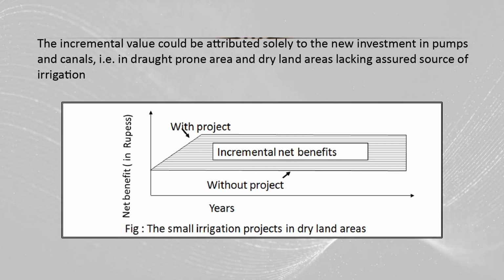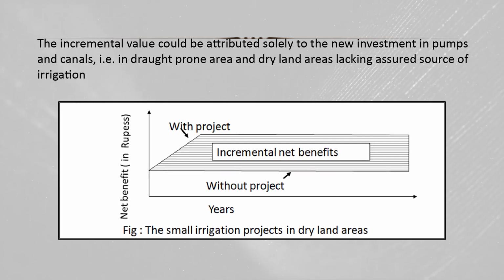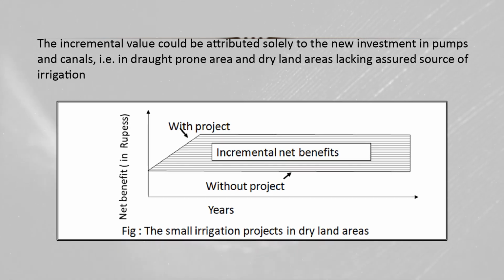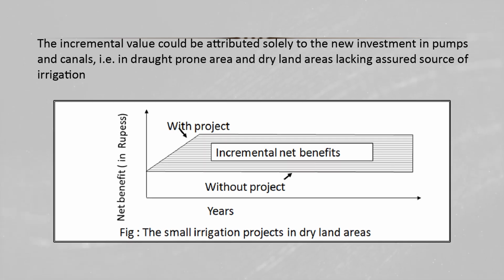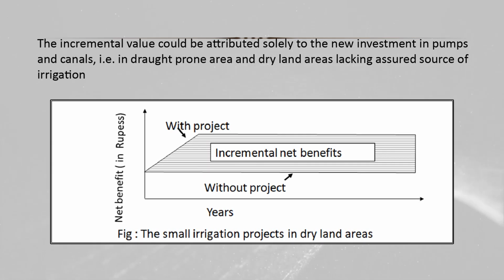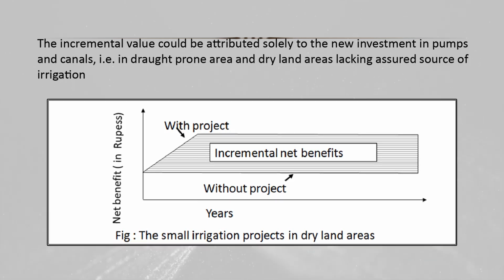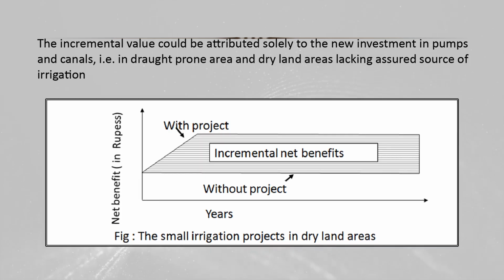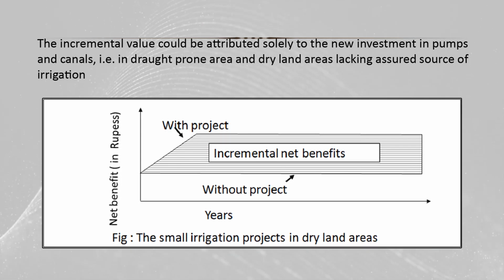So the net incremental value would be attributed solely to the new investment in the pumps or canals, that is, in the drought-prone area or dryland area which lacks an assured source of irrigation. So if you provide a source of irrigation, production will automatically increase. That is basically the result of introducing the new project.